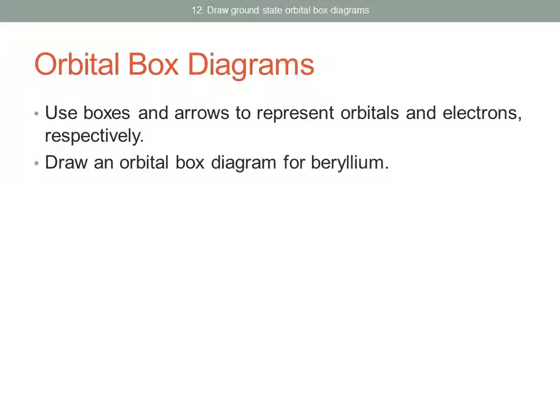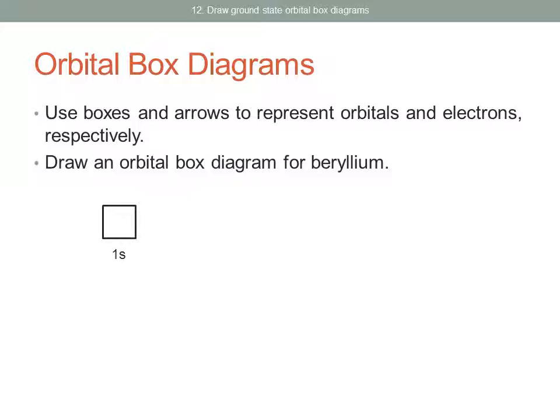Let's say we're asked to draw an orbital box diagram for beryllium. So all we're going to do is it's just like writing electron configuration. We start with the lowest energy sublevel, we work our way up. So we start with the 1s. Now any s sublevel has one orbital. So to represent that, we draw one box and we label it 1s. We then start putting in electrons. Well, beryllium has 4 electrons total. It's atomic number 4. So we're going to fill the 1s sublevel up.